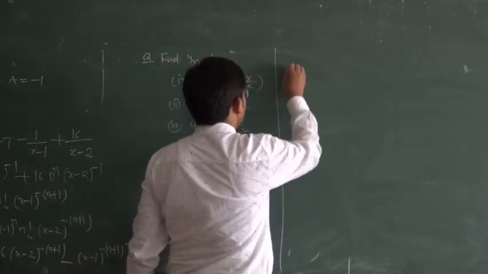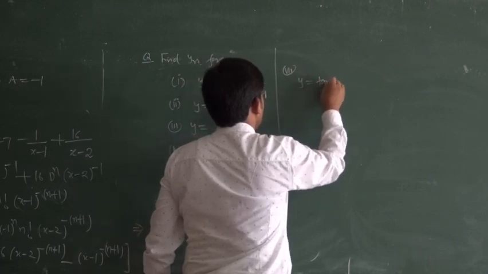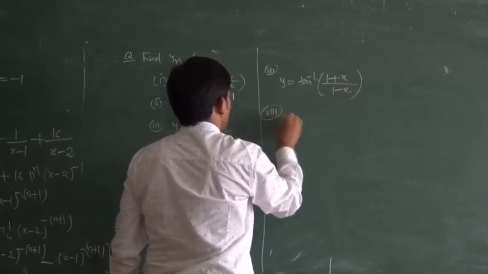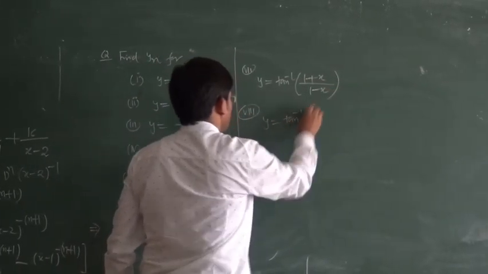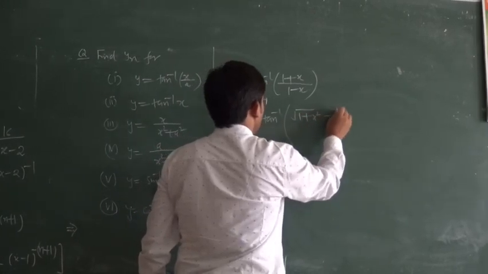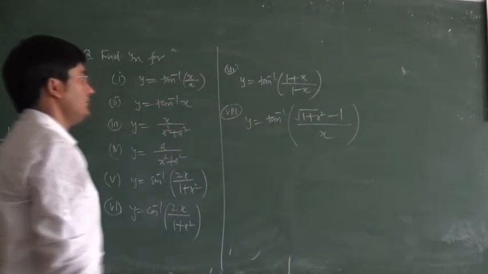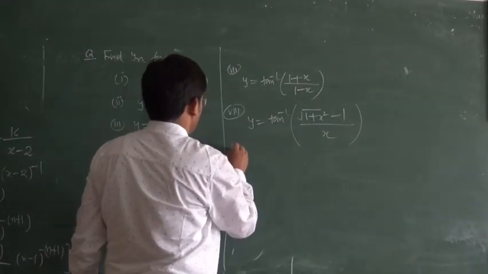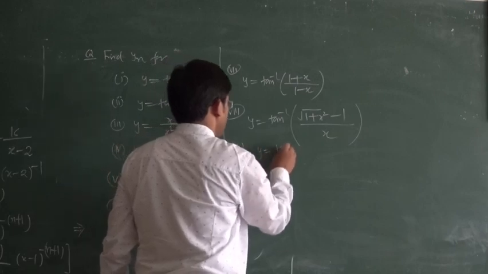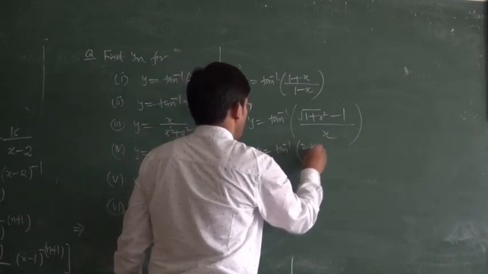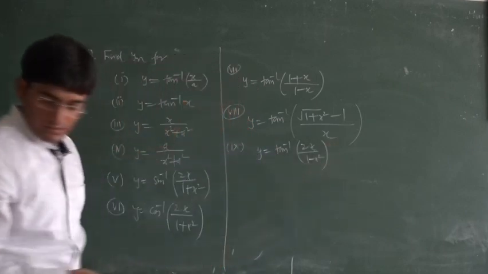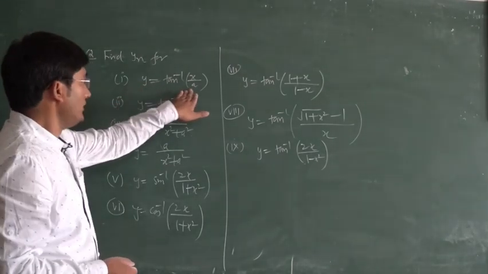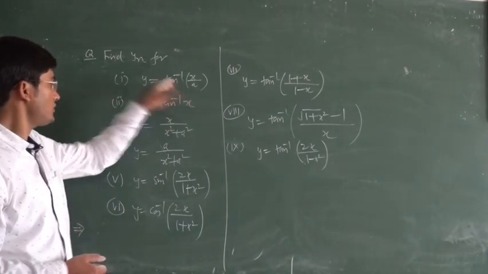The next part is y equal to tan inverse 1 plus x upon 1 minus x. Then we have y equal to tan inverse under root 1 plus x square minus 1 upon x. And then we can have y equal to tan inverse 2x upon 1 minus x square, and these all parts are equivalent to each other, and I am solving the first part only, and the rest of the parts are common to the first part.